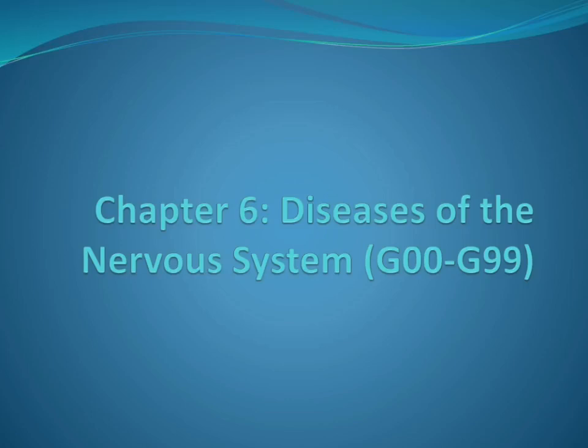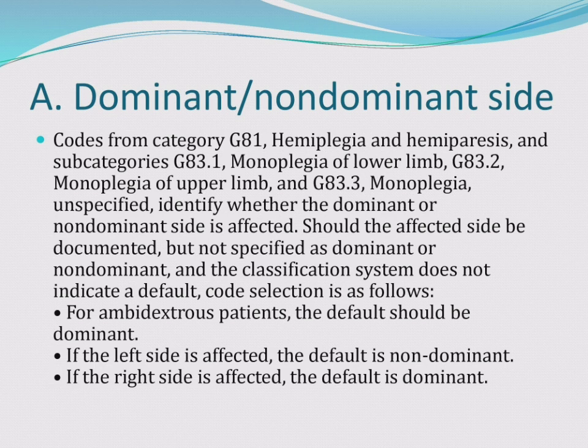Chapter 6, Diseases of the Nervous System, G00-G99. A. Dominant, non-dominant site codes from category G81, hemiplegia and hemiparesis, and subcategories G83.1, monoplegia of lower limb, G83.2, monoplegia of upper limb, and G83.3, monoplegia, unspecified, identify whether the dominant or non-dominant side is affected.